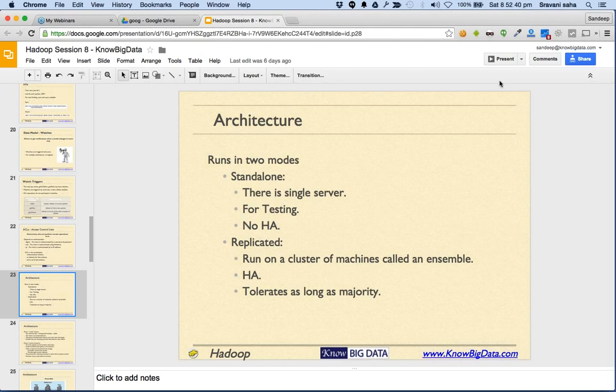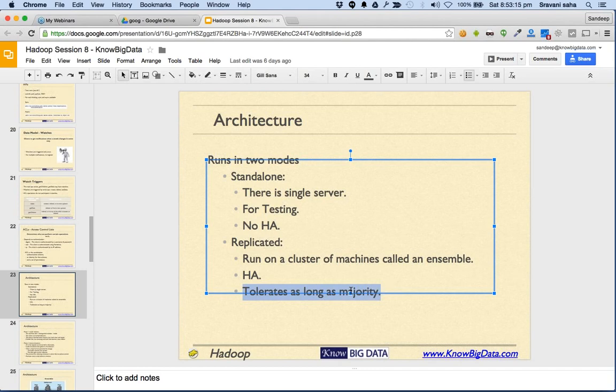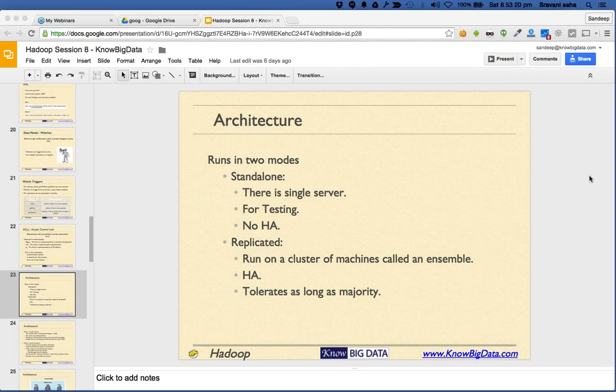Okay, so Zookeeper runs on a cluster of machines. We call them an ensemble, and they are highly available, and it tolerates failures as long as there is a majority. So again, if Zookeeper is running in parallel on 10 machines, those 10 machines are called an ensemble. Zookeeper will tolerate as long as 6 out of 10 machines are alive. That means it tolerates as long as there is a majority.